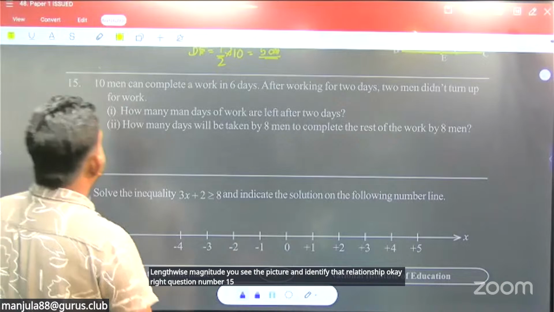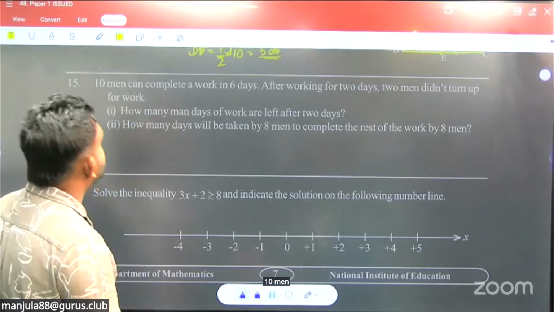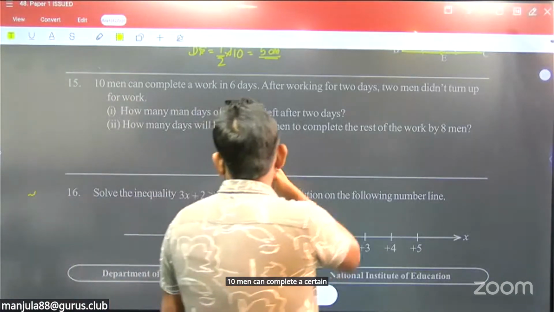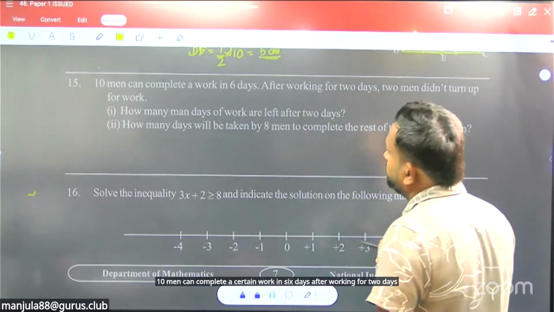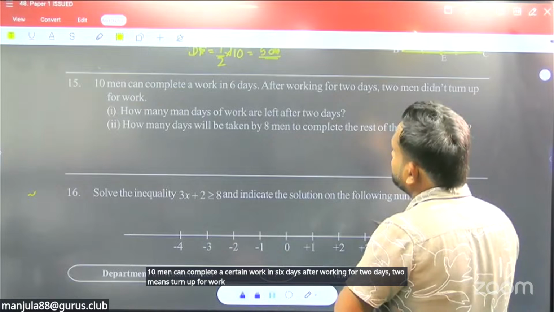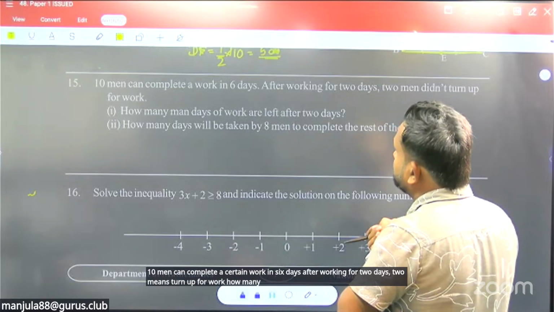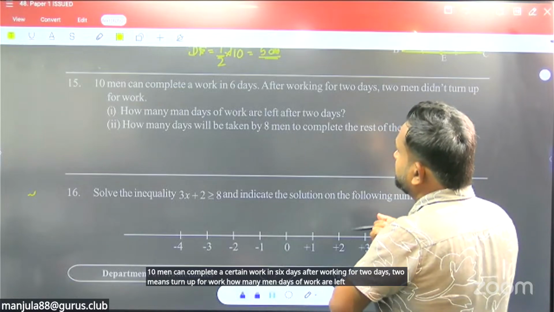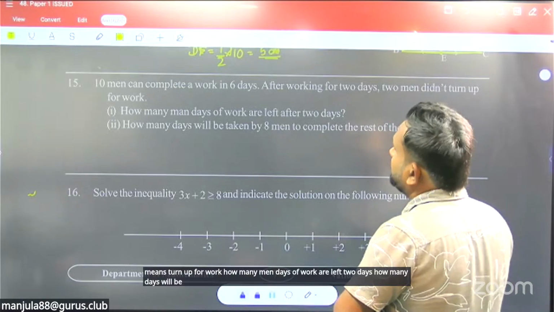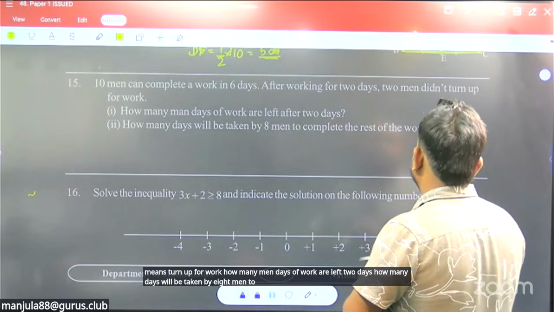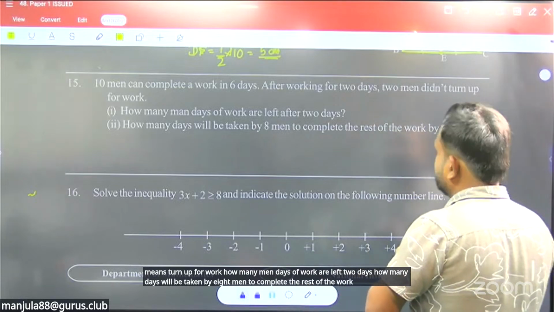Right. 10 men can complete a certain work in 6 days. After working for 2 days, 2 men didn't turn up for work. How many man days of work are left after 2 days? And how many days will be taken by the remaining 8 men to complete the rest of the work?